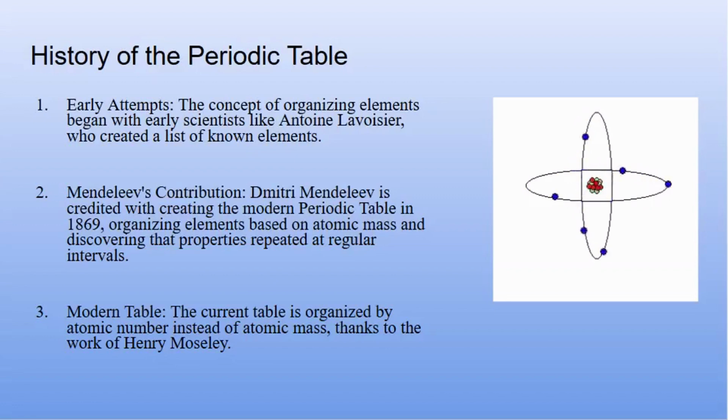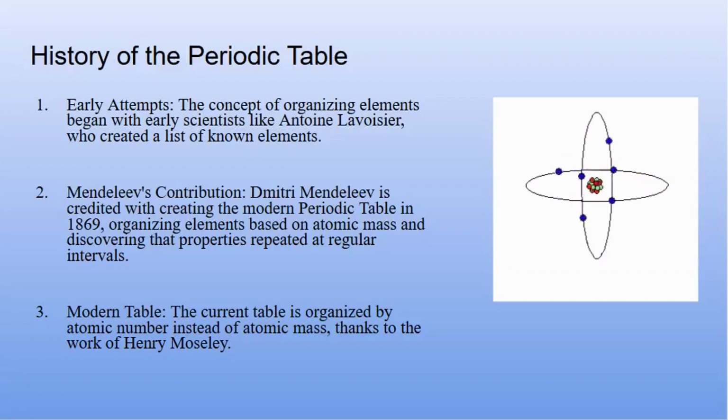Later, Henry Moseley improved the table by arranging elements by atomic number instead of atomic mass. That small change made a huge difference. It fixed many inconsistencies and gave us the modern periodic table we use today.